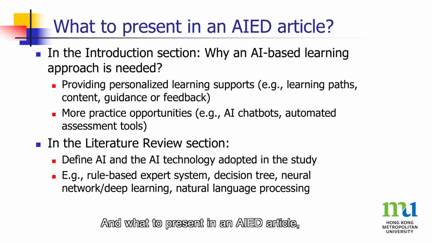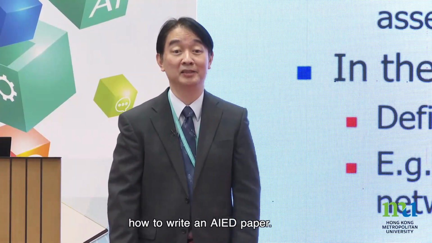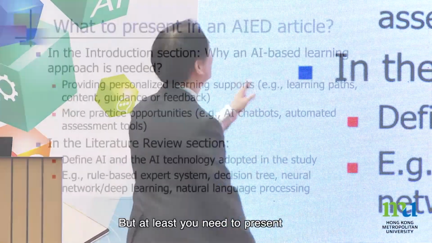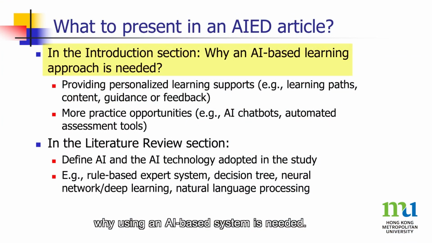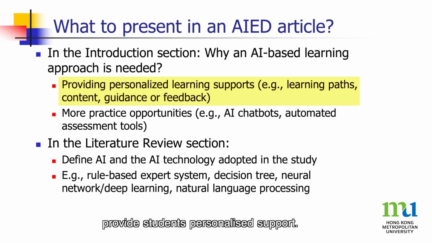And what to present in an AIED article, I don't have time to teach you how to write an AIED paper. No. But at least you need to present why using an AI-based system is needed. No matter whether the AI system is used by the control group or the experimental group, you need to say why we need it. Usually I will say, because we need personalized learning support, right? Because in the conventional approach, we almost cannot provide students personalized support. So this is the easiest way to state the background and motivation of your studies.